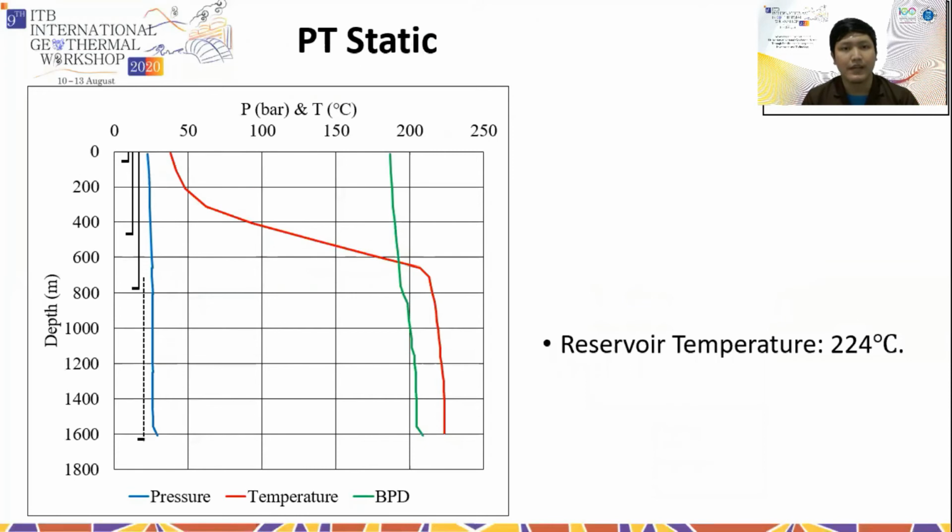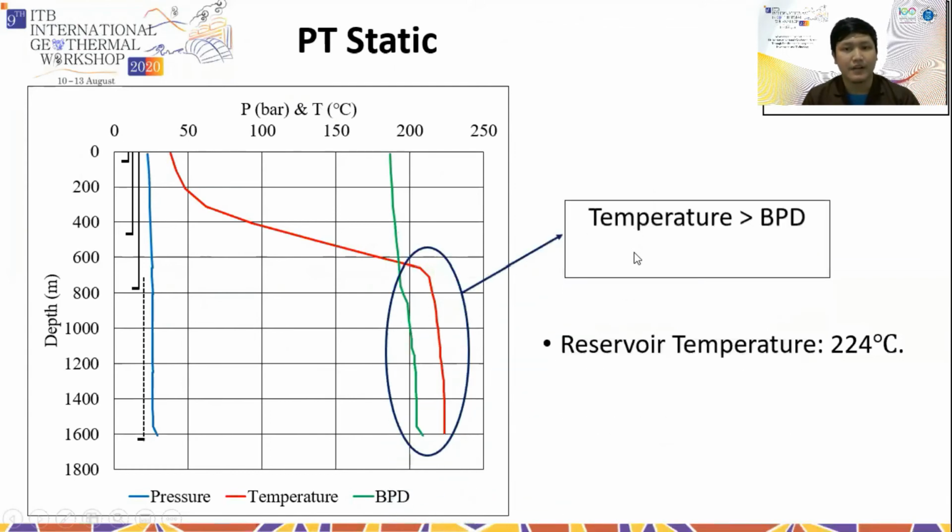And we have the pressure and temperature static of well A01, and this is the graphic of PT static of well A01. From the graph of PT static, the temperature static is higher than the boiling point per depth, or BPD, and it is assumed that the reservoir fluid of well A01 is superheated steam with a reservoir temperature of 224 degrees Celsius.